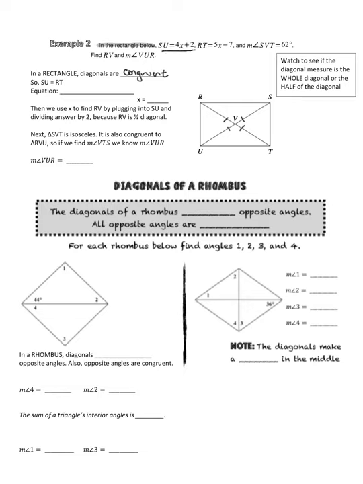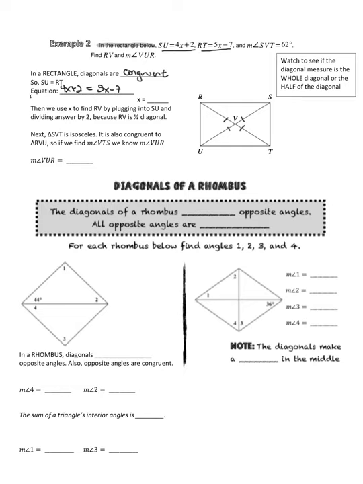SU is 4x plus 2. RT is 5x minus 7. We know diagonals are congruent. So SU equals RT. Now I'm going to replace SU with the equation 4x plus 2 and RT with the equation 5x minus 7. All right, I'm going to add 7 to both sides.